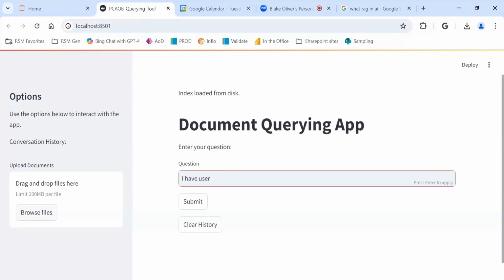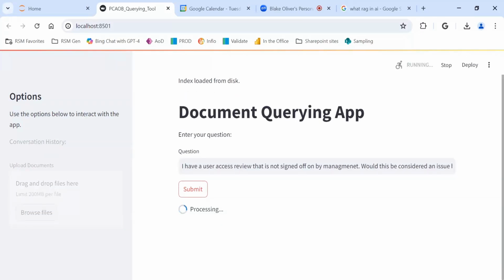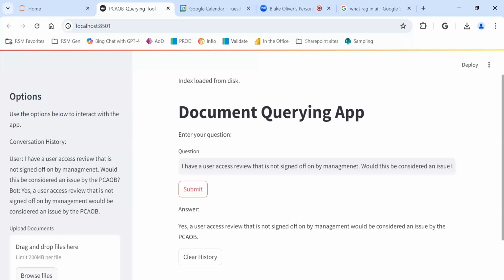Exactly. We perform testing to make sure that management is adequately reviewing their own users' access to make sure no one has inappropriate access to make changes they shouldn't be making. So a sample question would be, I have a user access review that is not signed off on by management. Would this be considered an issue by the PCAOB? PCAOB is the governing body of the SOX audits. I have a user access review that is not signed off on by management. Would this be considered an issue?